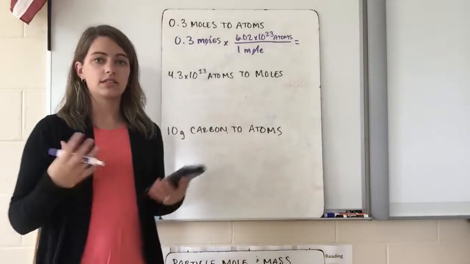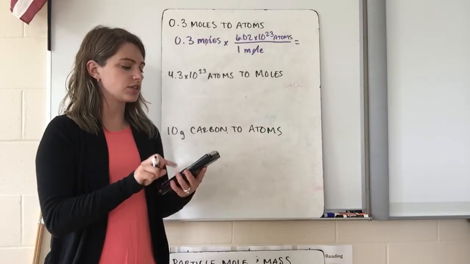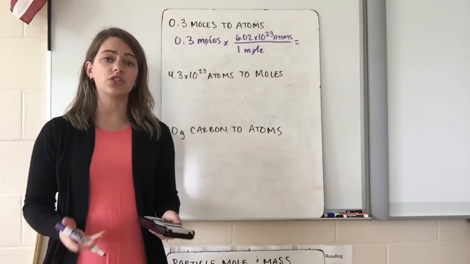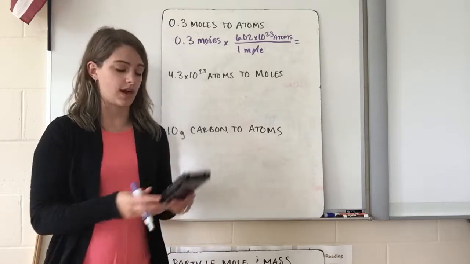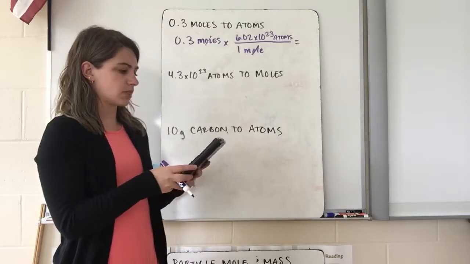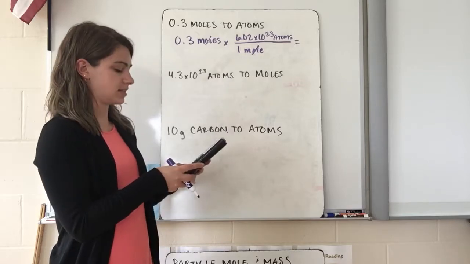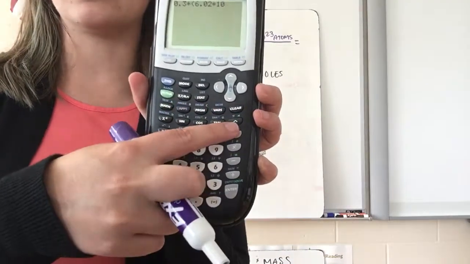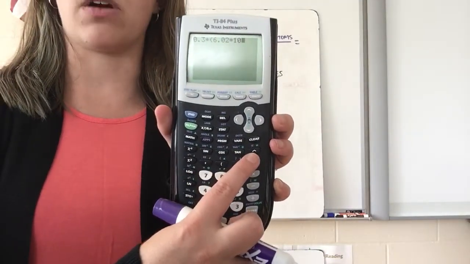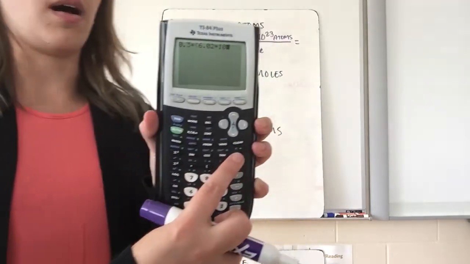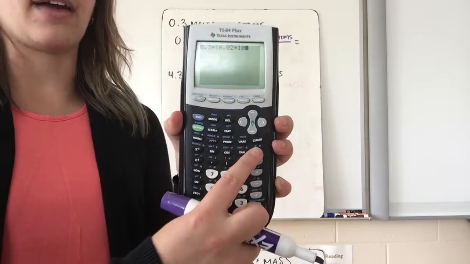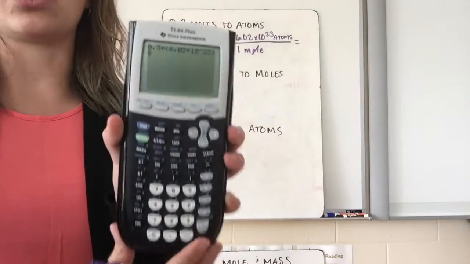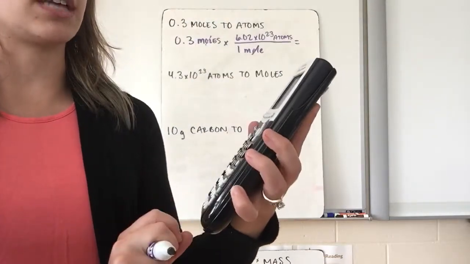Now, just as a hint, suggestion, recommendation, when you type this into your calculator, I always put parentheses around my 6.02 times 10 to the 23rd. That just ensures that your calculator is doing the order of operations correctly. So I'm going to type in 0.3 times, and then I'm going to put in parentheses 6.02 times 10, and then on your calculator, it's this little caret key, or it looks like an arrow going up. That's going to give you your exponent. So I have 6.02 times 10, and then I'm going to do my little arrow up to the 23rd, and then close my parentheses. So that just makes sure that order of operations happens correctly.